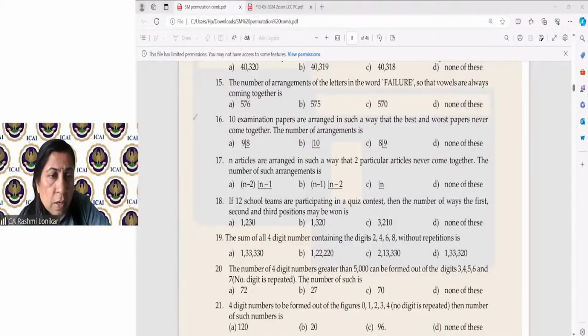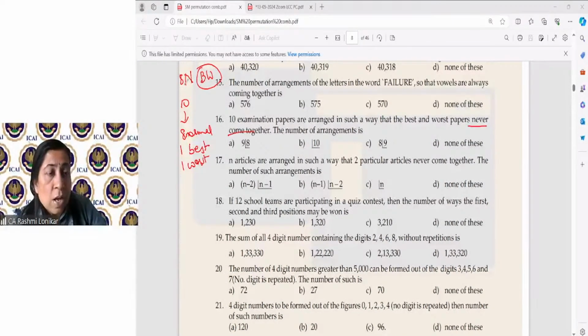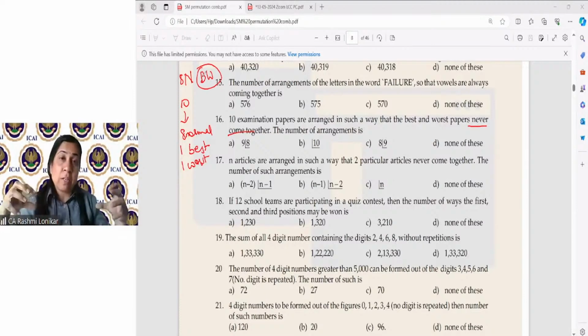Now there are 10 question papers. Whenever they never come together, you first find out how they would come together. Out of the 10 papers, 8 are normal papers, one is the best paper and one is the worst paper. So I have 8 normal papers, and I put the best and the worst paper together. How many total papers are there? 9. Because I have joined best and worst together, there are 9 papers, so that is 9 factorial.